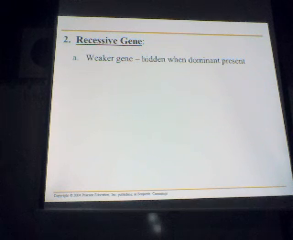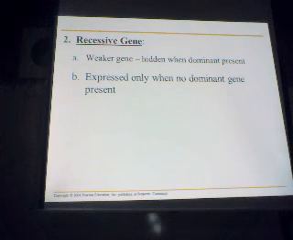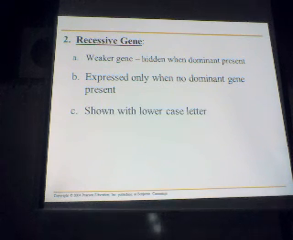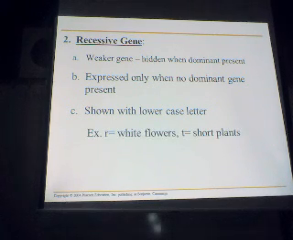With recessive genes, it's weaker. If a dominant gene is present, it's going to hide this. It's expressed only when we have no dominant gene present. Most of the time, we have two of these. So we use a lowercase letter of the same letter we use for the dominant gene. So in this case, we have a little r, which is recessive, which shows the white flowers, or a little t to show that short plants is recessive to tall.